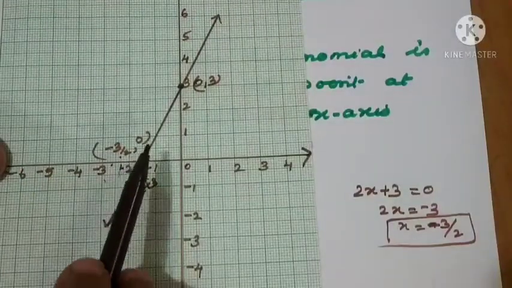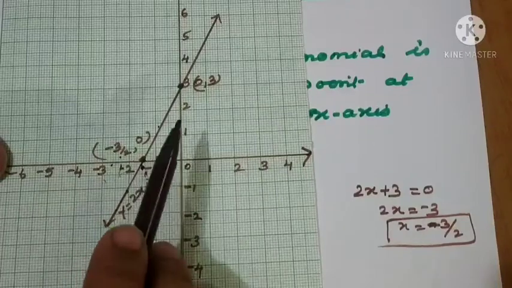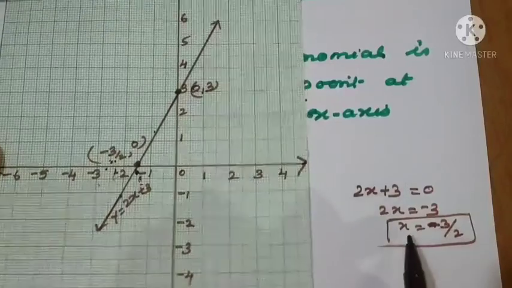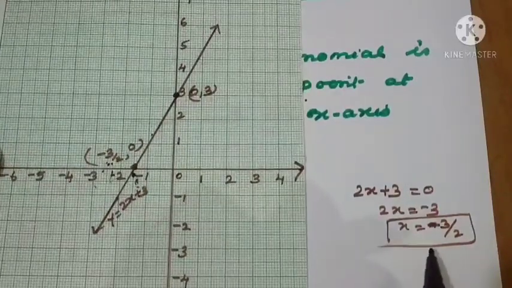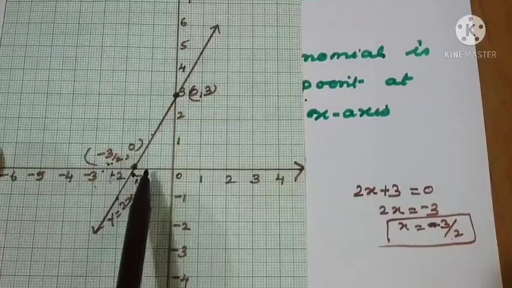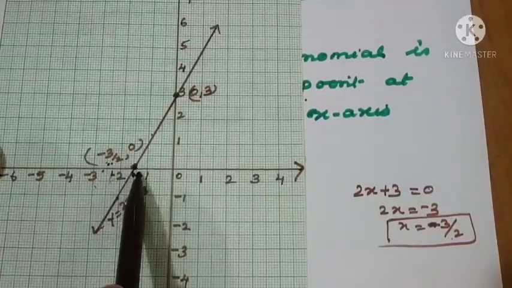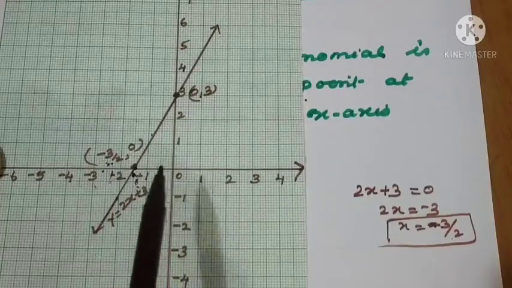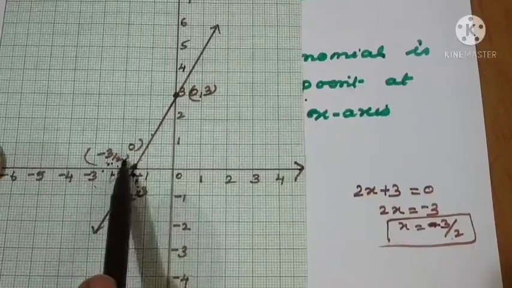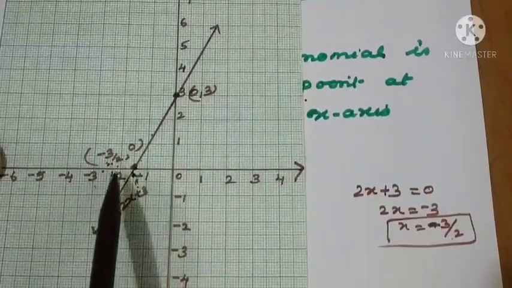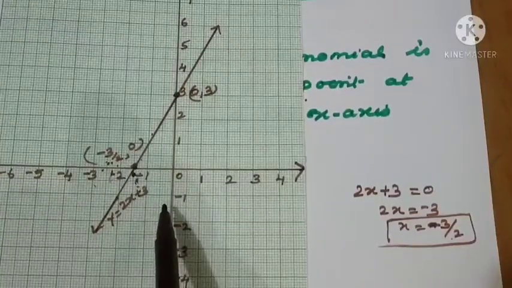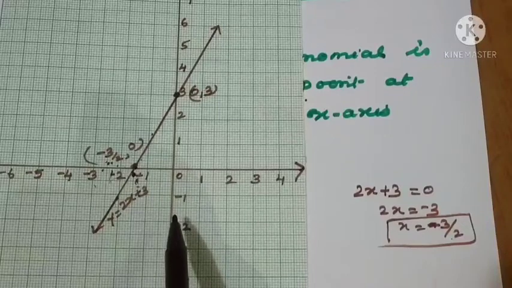At this point only the line cuts the x-axis. And which is the x coordinate here? Minus 3 by 2. So here we can see that x equal to minus 3 by 2 is the zero of the polynomial that we get from the graph also. To find it on the x-axis, we should see where the line is cutting, the point minus 3 by 2 comma 0, and the x coordinate there is minus 3 by 2. So minus 3 by 2 is called the zero of the given polynomial y equal to 2x plus 3.